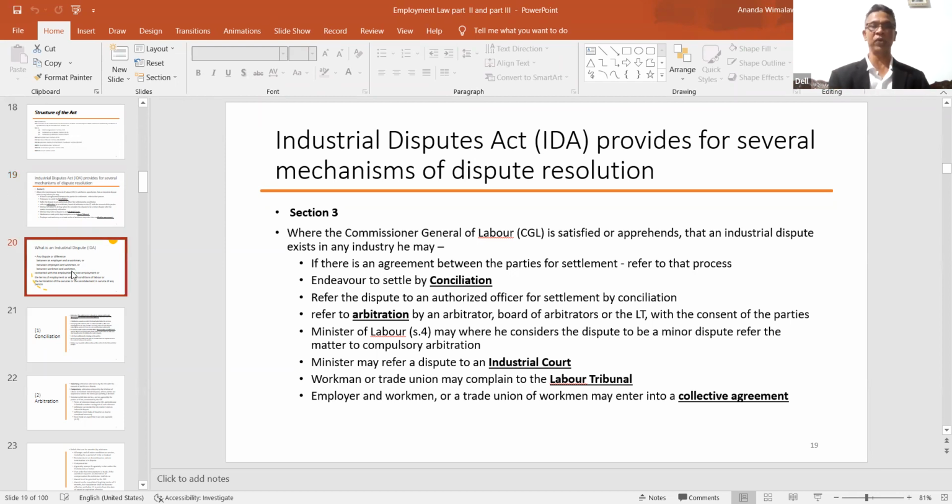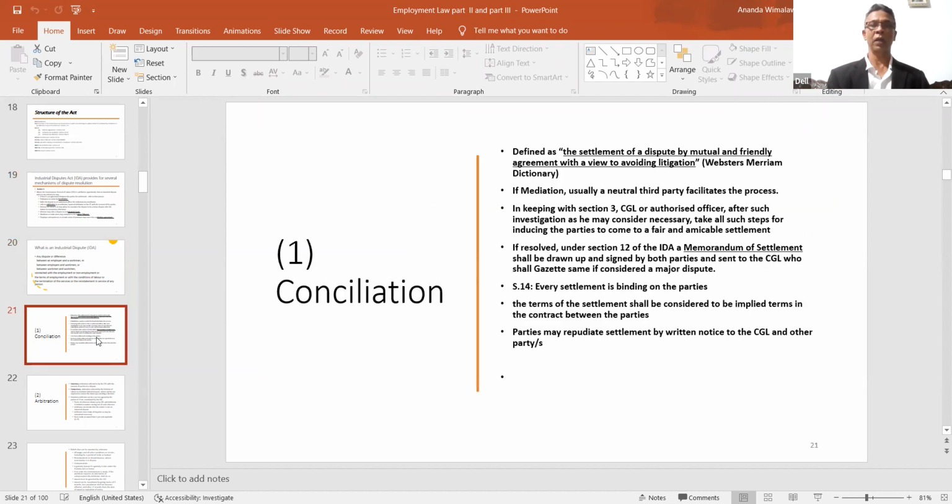Let me summarize what we learned yesterday. Conciliation is the settlement of industrial disputes by mutual and friendly agreement with a view to avoiding litigation, in keeping with section 3 of the CGL, right?